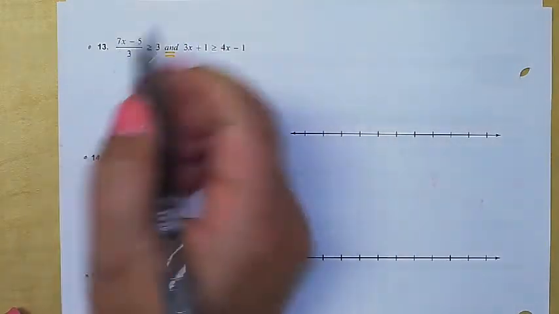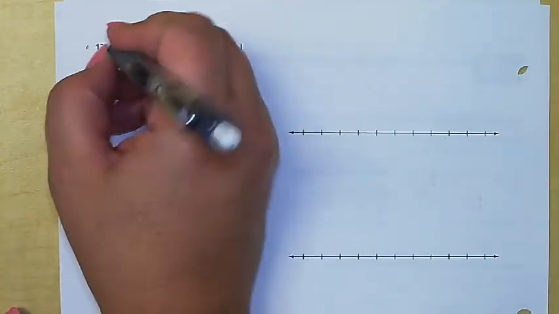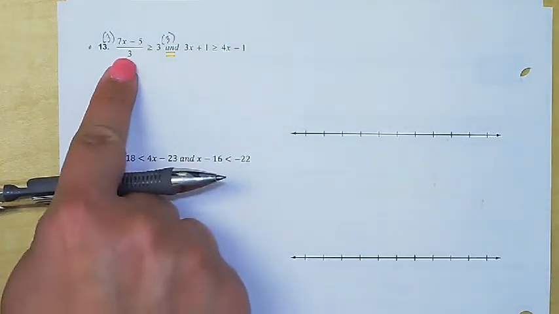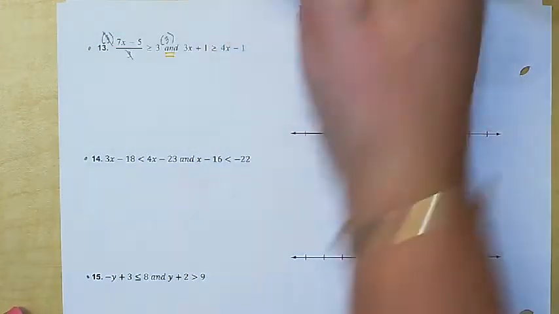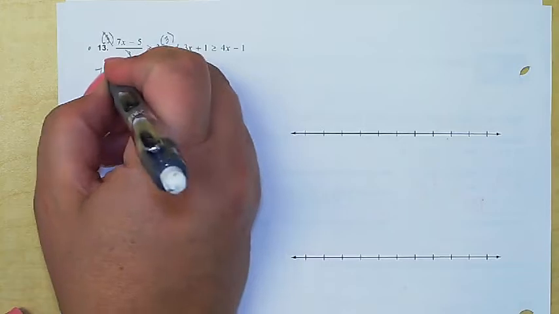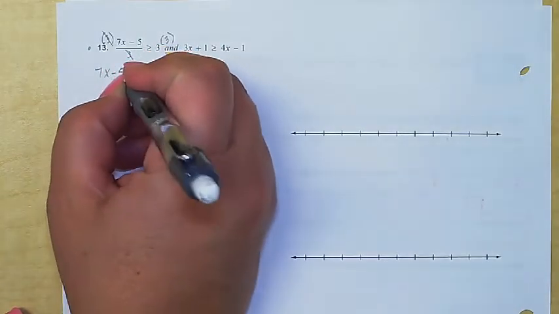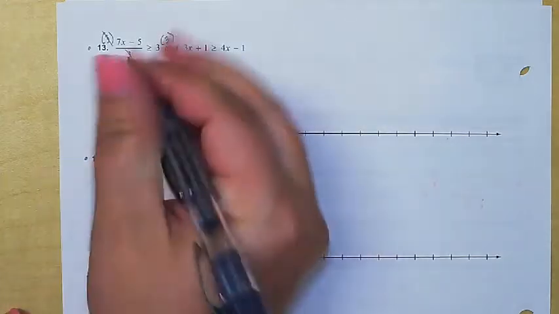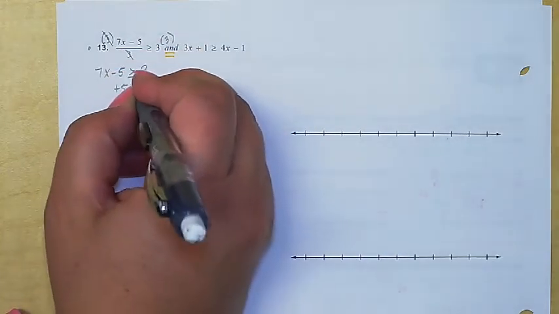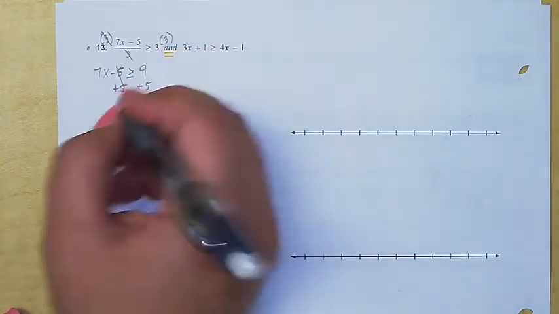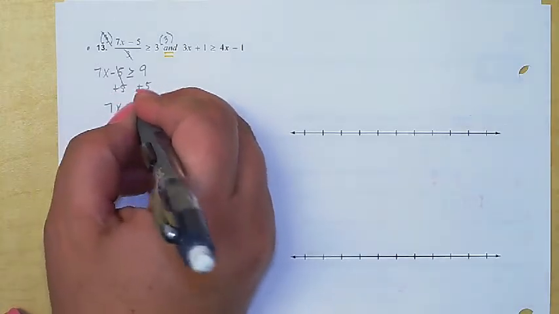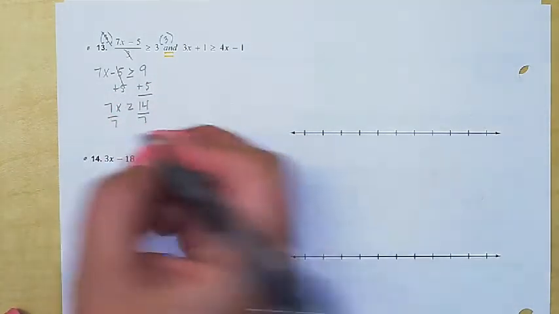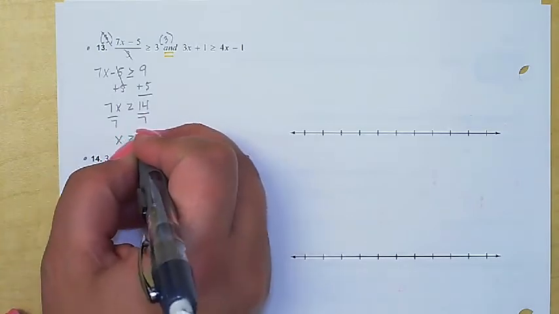So let's start on this side here. To simplify this long division bar, I'll start off by multiplying by 3 on both sides to cancel that division. And that's going to leave us 7x minus 5 greater than or equal to 9. Okay. And now it's just a nice two-step equation. I'm going to go a little bit faster through this process. At this point, I think we all know how to solve. Greater than or equal to 14. And then we divide both sides by 7. And so we get x is greater than or equal to 2.